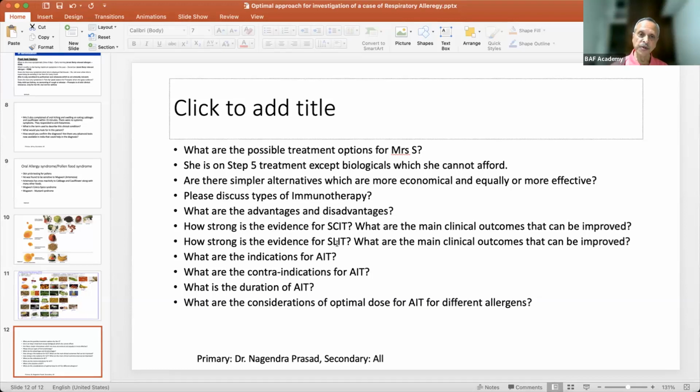So the indication of immunotherapy is an IgE-mediated disease, which is showing a positive skin prick test and also specific IgE. And in patients who are not able to avoid the allergens and have inadequate response to drug treatment, then this is the only treatment available.